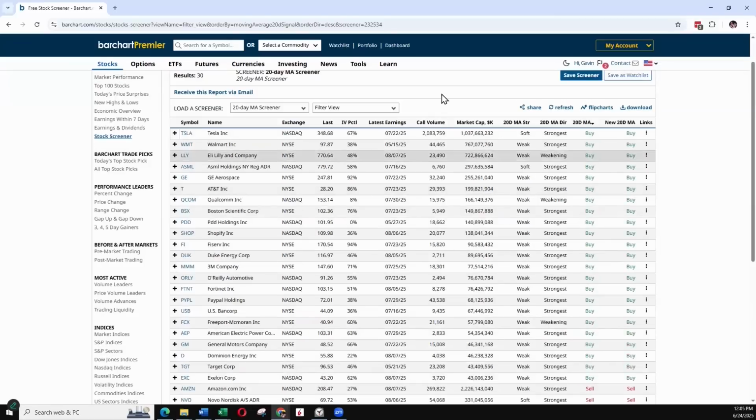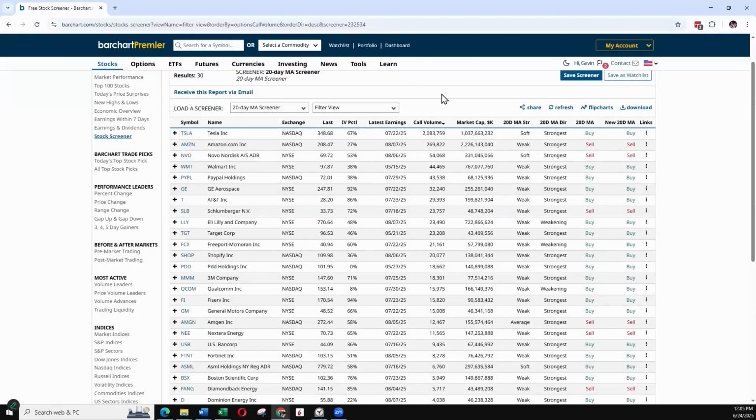Then I'll come and filter or sort by the call volume. And this is going to show me the most active stocks in terms of the options. So they're going to be the best ones for trading options in terms of the liquidity and the bid-ask spread. As you can see, popular names such as Tesla, Amazon, Walmart, etc. So we're getting a buy signal on Tesla, a sell signal on Amazon, buy signal on Walmart.